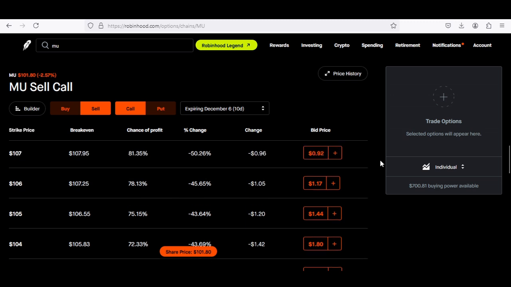Now, if you are using Robinhood or any other one of these option brokerage accounts, these up here can be switched over. So if you don't see a chance of profitability, feel free to go ahead and change it. Let me show you real quick how it's done.